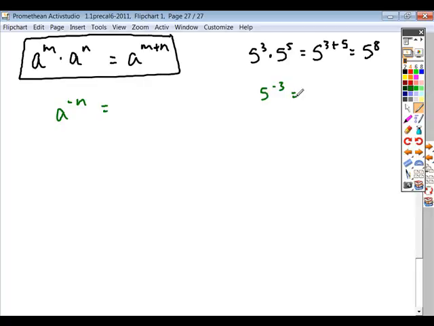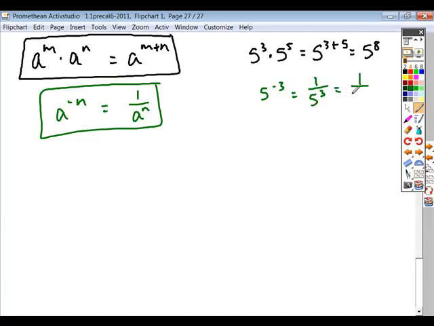All a negative does is move your base from the numerator to the denominator, or vice versa, from the denominator to the numerator. It takes the reciprocal of your base. So a to the minus n is like saying your base a moves from the numerator to the denominator, and once it applies that change, it becomes a positive power. So 5 to the negative third is equivalent to 1 over 5 cubed, which could then be evaluated as 1 over 125.